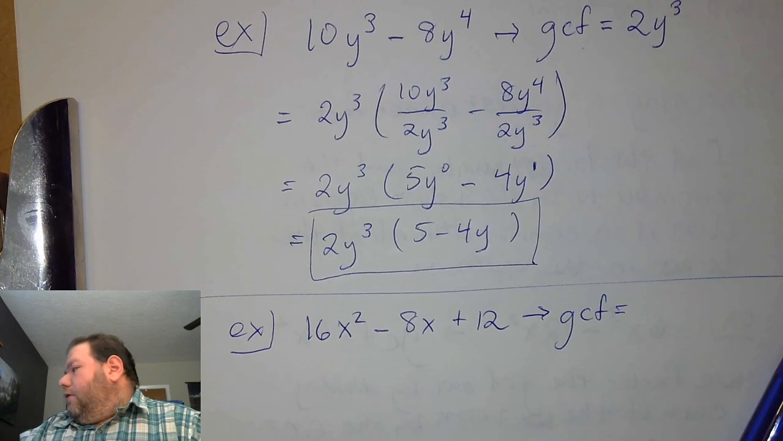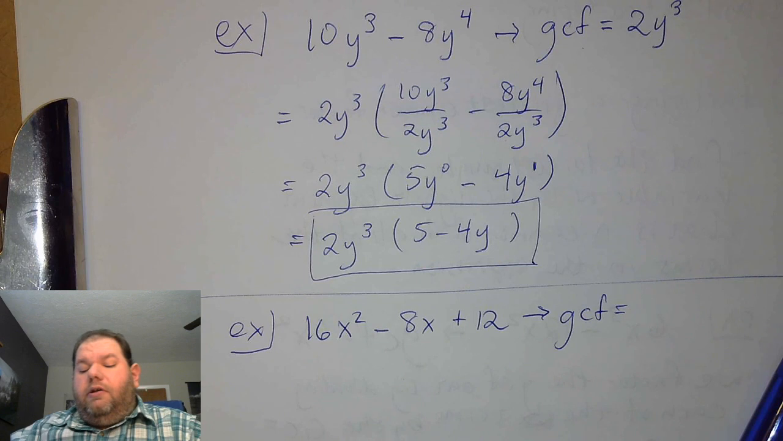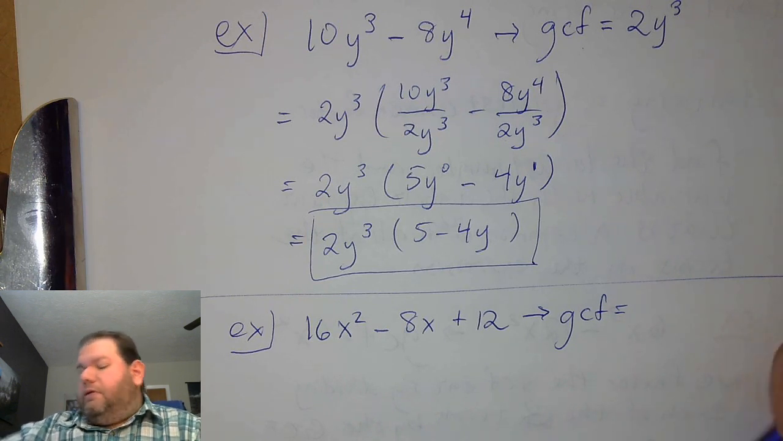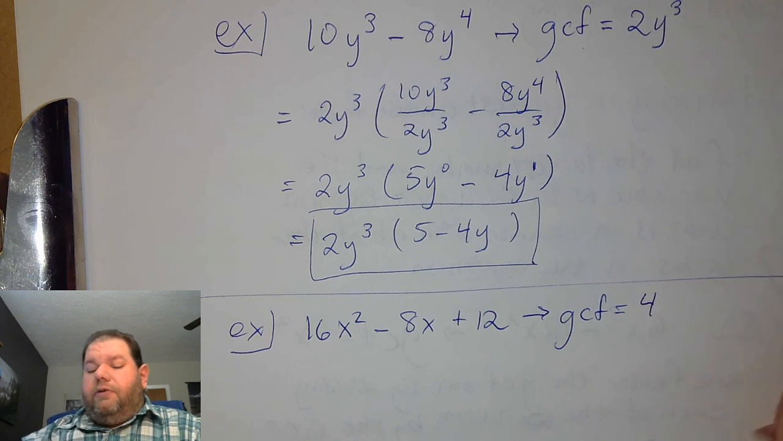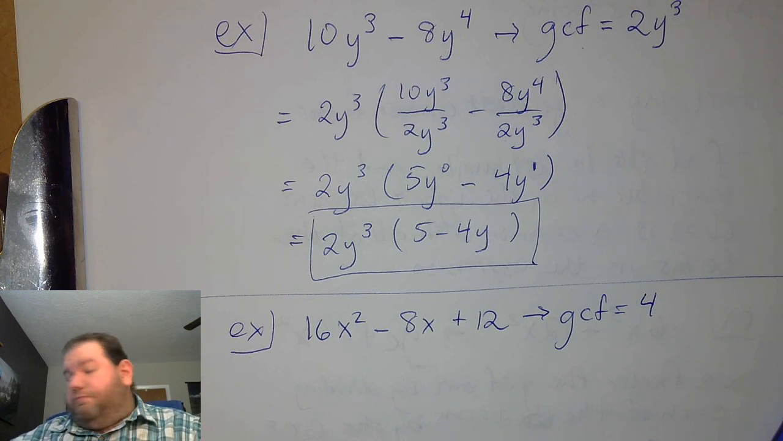Since the 12 does not have any x's, could we say that x is not going to be part of the greatest common factor? You got it, Luke. Good. Yeah, we could say that x won't be part of the greatest common factor. I didn't phrase that greatly, but you're correct, Luke.